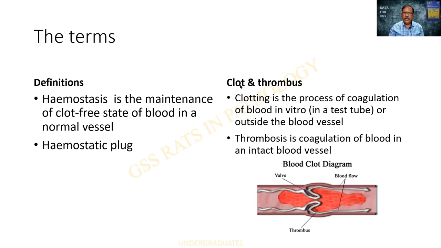In today's class, we are more worried about the terms clot and thrombus. These are nouns. Clotting and thrombosis are processes. Clotting is a process of coagulation of blood in vitro. It can be in a test tube or outside the blood vessel itself. Whereas thrombosis is the coagulation of blood in an intact blood vessel, and the component formed is called the thrombus.